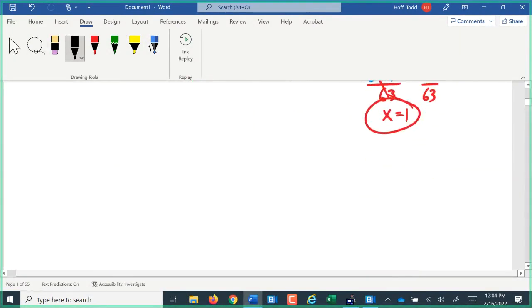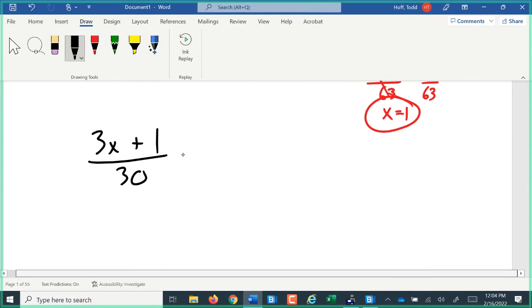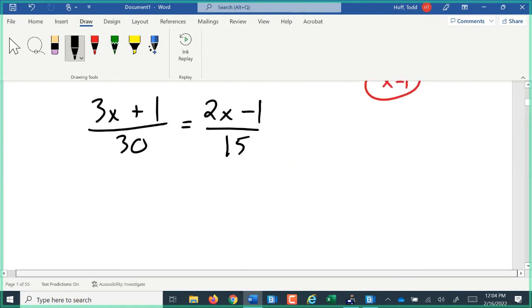Well, it can get more complex yet. I think you guys look like you're catching this pretty quick, so let's take a little bit of a jump up in difficulty. Something like (3x + 1)/30 = (2x - 1)/15. The variable here appears more than once, so we'll go ahead and do our cross multiplying.